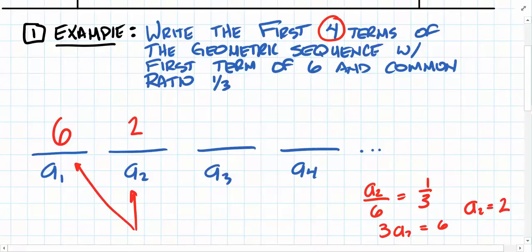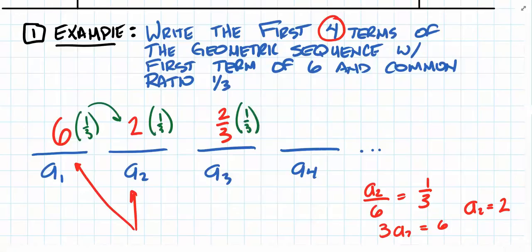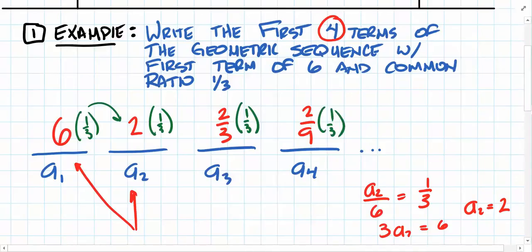Notice that if you simply multiply this value by 1/3, again I would get the number 2. If I multiplied that by 1/3, I would get 2/3. If I multiplied that value by 1/3, I would get 2/9. If I multiplied that value by 1/3, I would get 2/27, though I don't have to get this next one because it only said to get the first 4, and it would keep going all the way down the line. Therefore, the first 4 terms of the sequence are 6, 2, 2/3, and 2/9.